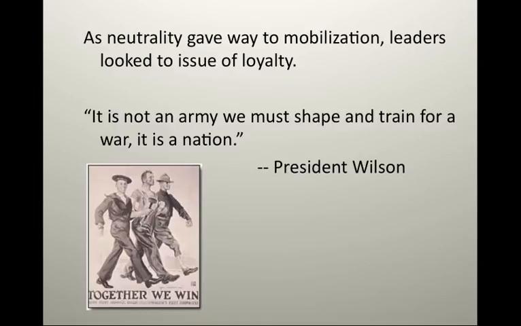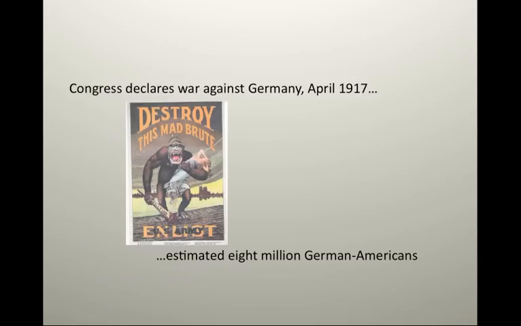And so when Wilson says it's not an army, but rather a nation, he's talking about the conditioning of the public mood, bringing diverse interests into one single unified line. And I think as much as anything, that was one of the single most important reasons why America didn't declare war earlier.